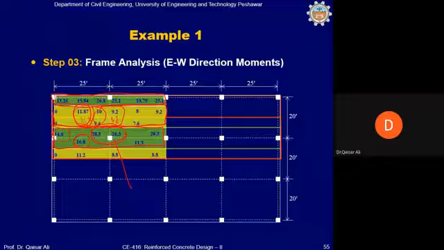Turn off your mics, all of you. Please turn off your mics. Please turn off your mics. Turn off your mics, please.